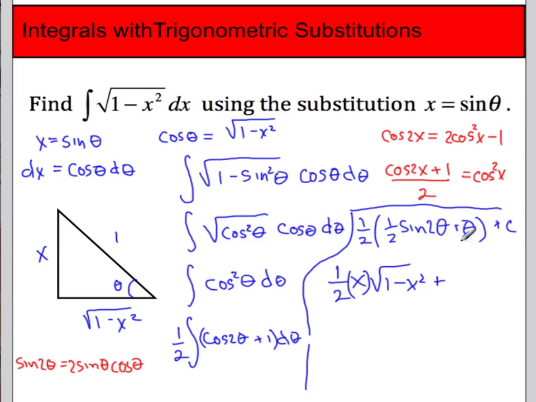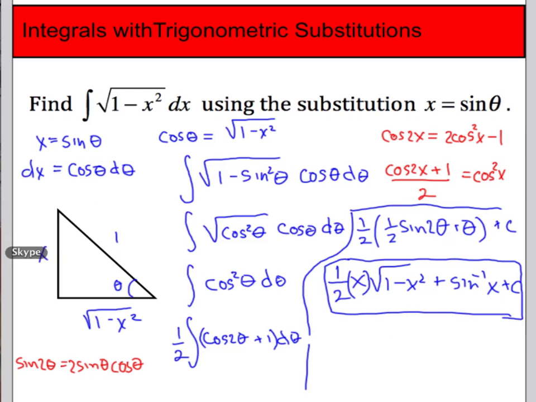Plus, and theta, well, what's theta? Go back here, take the arc or inverse sine of both sides, and we have theta is equal to sine inverse of x plus c. Believe it or not, that is the integral of this. It looks nasty, it is nasty, but that is the answer. So, there's your first example of integrals with trigonometric substitutions.